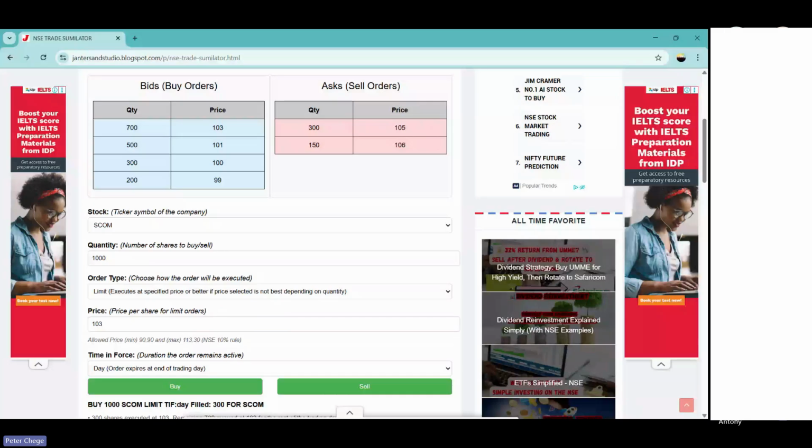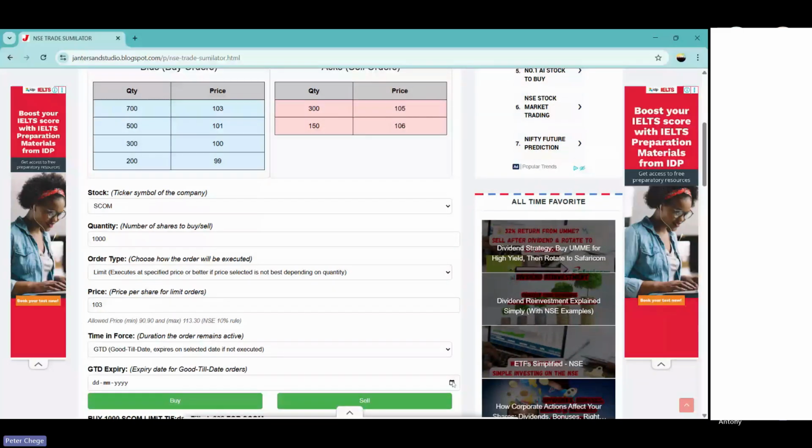I'll try and also add animation so that it is clear what is happening on the prices. Let's go to the next order type, which is good till date. Then you are supposed to select a date. Let's say up to 21st. Then the price here, I'll still leave it at 103. I'm buying 1,000. Watch what happens to the 700 on the bid side.